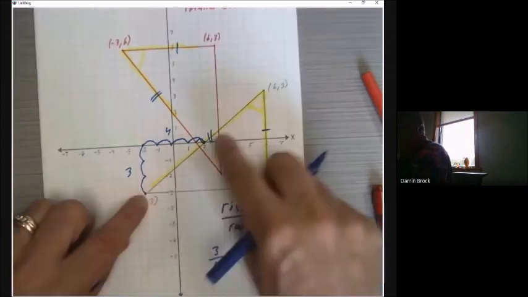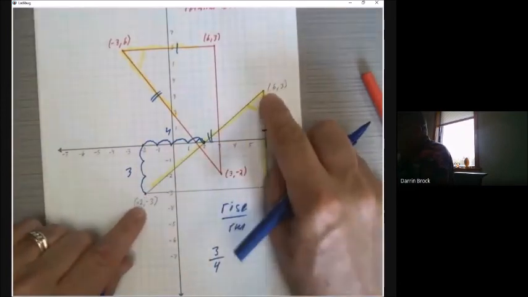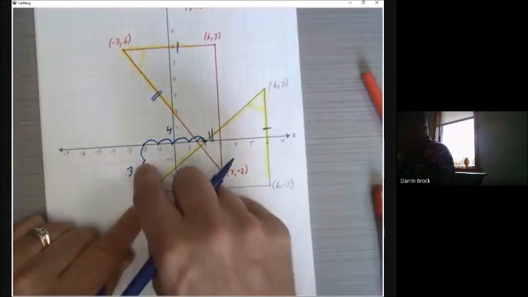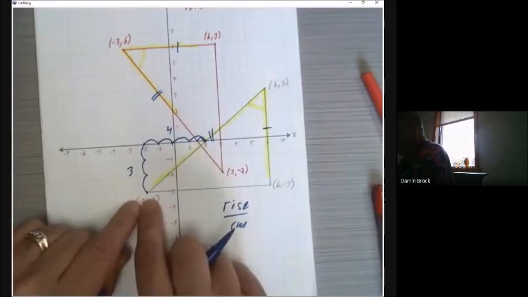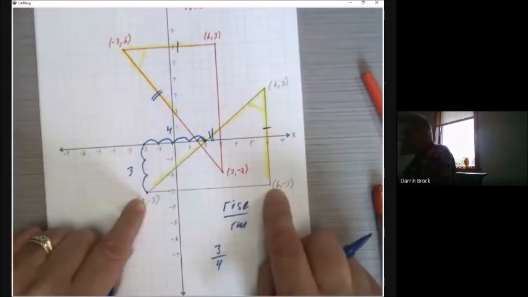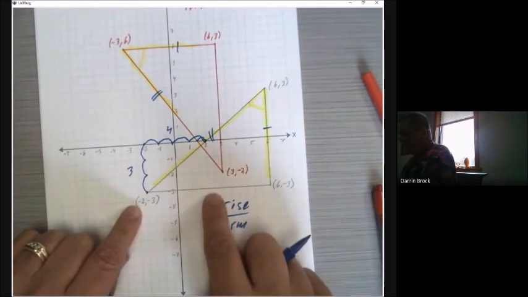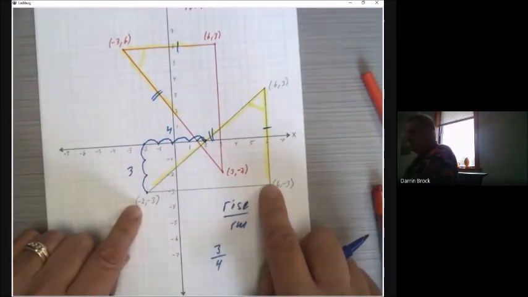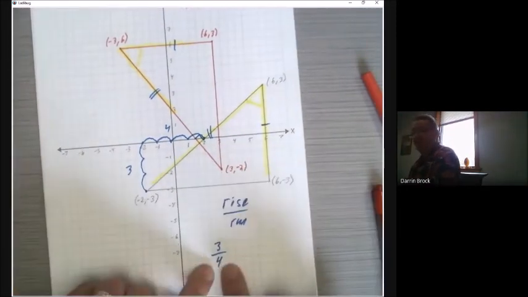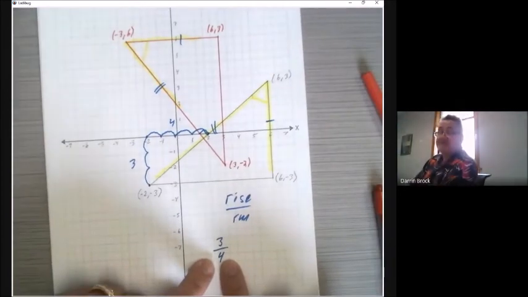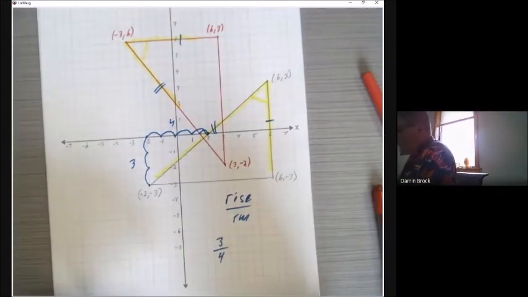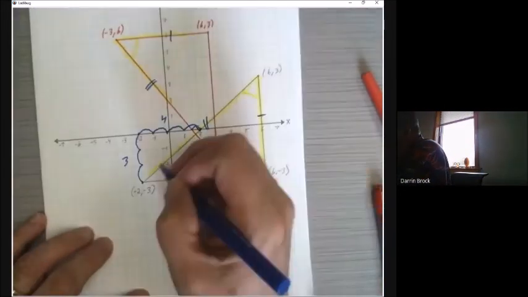Again, if I wanted to just go from end to end, it rose from -3 to +3, which means it went up 6. And it went from -2 to 6, going 1, 2, 3, 4, 5, 6, 7, 8. So it'd be 6 over 8. 6 over 8 is the same fraction as 3 over 4 when you simplify it. So it's still a slope of 3/4. So this line has a slope of 3/4.